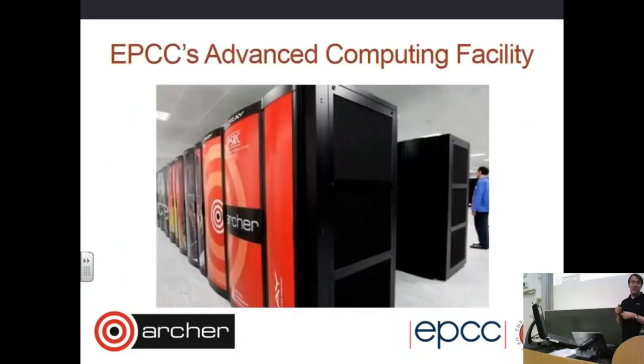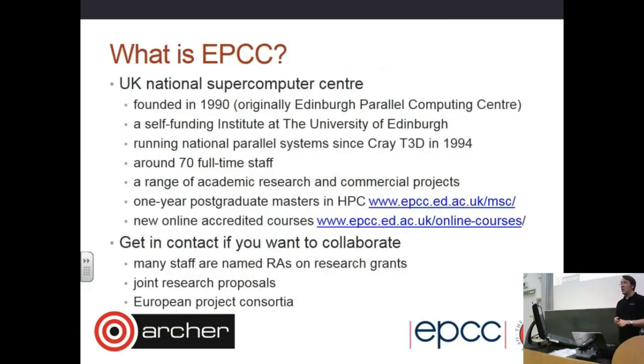This is Archer. It's housed at something called the Advanced Computing Facility, which is down at the Bush Estate, 10 kilometers south of Edinburgh. I'll come back to this machine later on. I'll use it as a test example. And for those of you who want to do the practical exercises, you're able to do it on this machine as well.